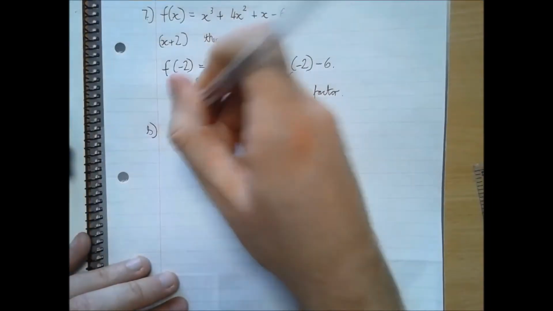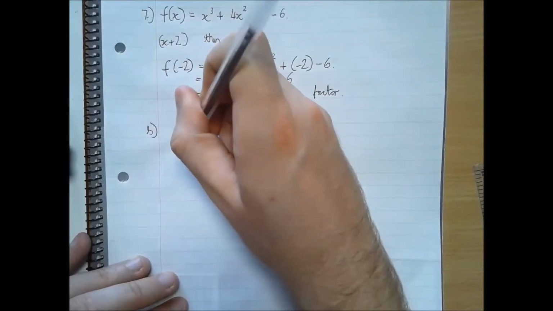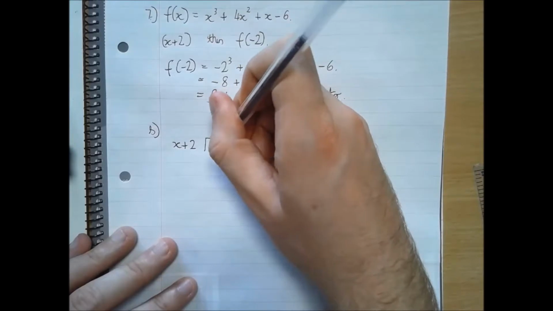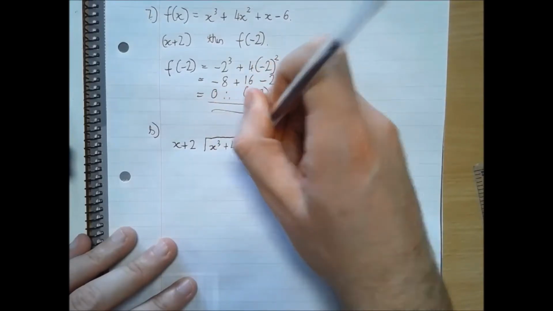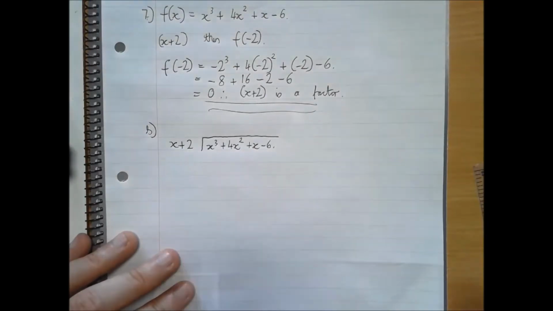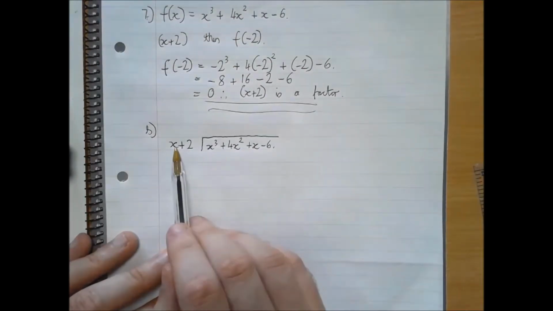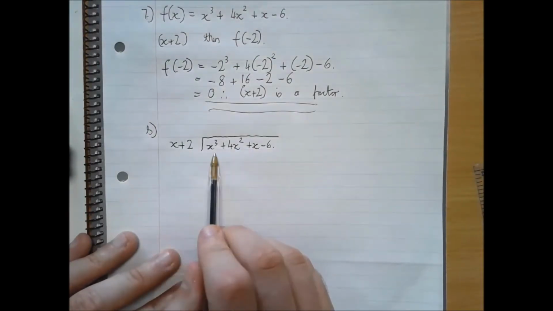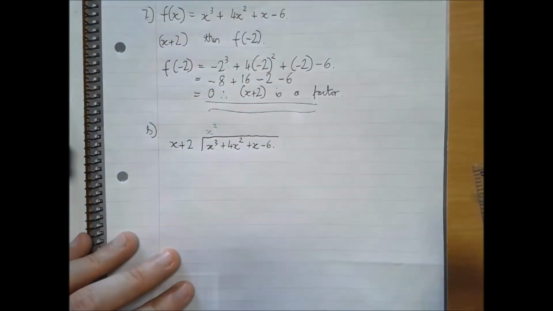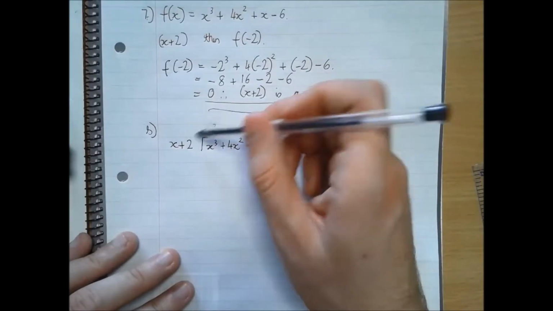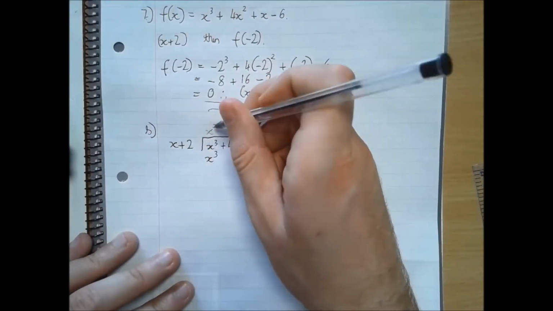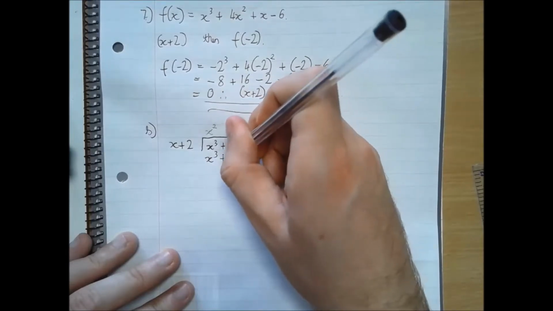So we know x plus 2 is a factor. So we're going to divide it into x cubed plus 4x squared plus x minus 6. Again, as I've done this previously, you look at the first two again. So x into x cubed, that gives us x squared. Once you've got one of these on top, then you've got to multiply it by the divisor. So x squared times x is x cubed, x squared times 2 is 2x squared.